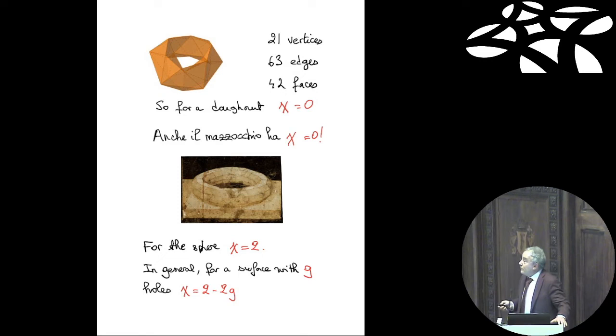Okay, so for the sphere you have 2, and in general, if you have a surface with g holes, you get 2 minus 2g. So this way you can combinatorially define this number of holes.